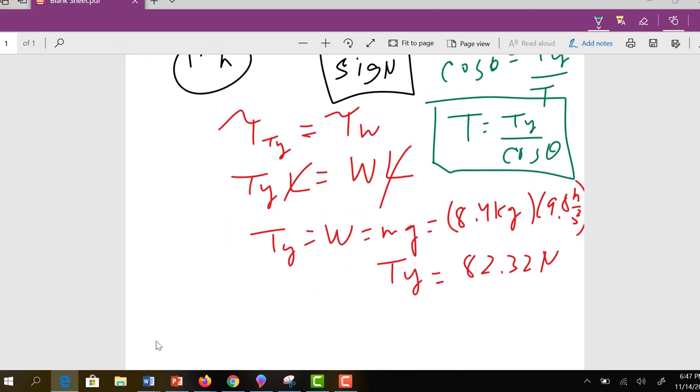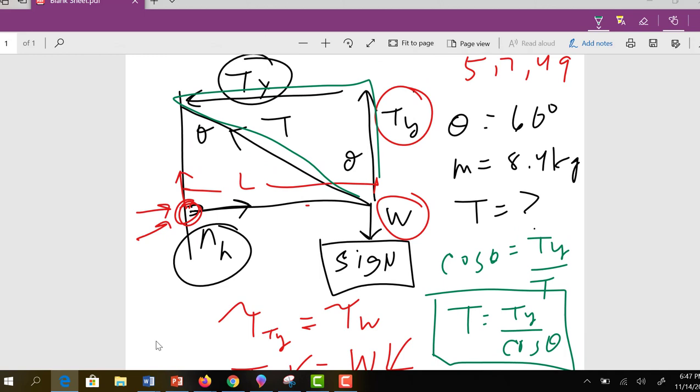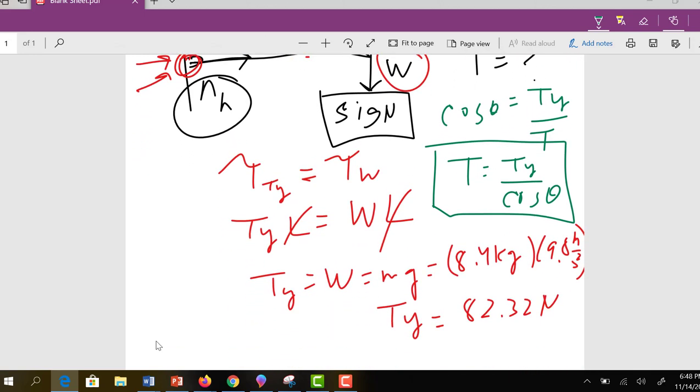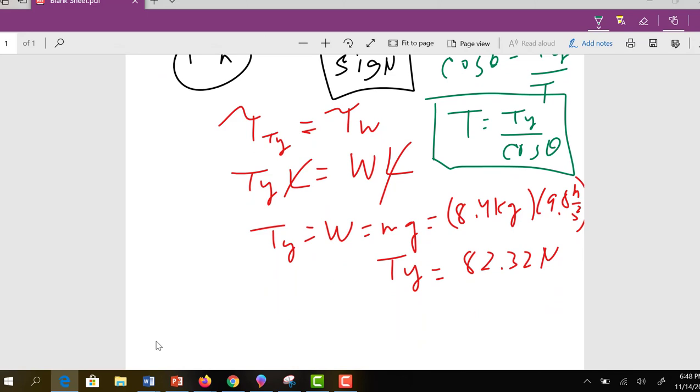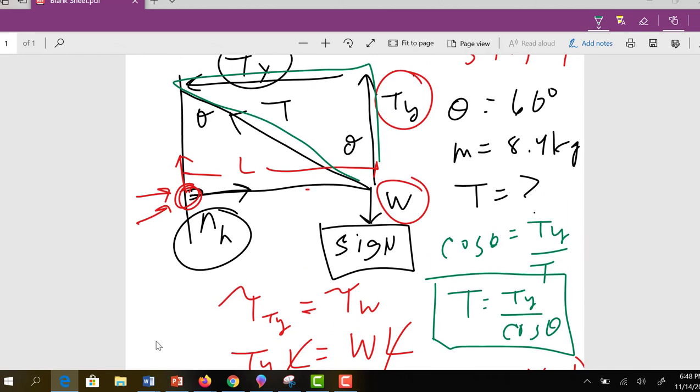So you'll have to take 82.32 divided by the cosine of 60. Now the cosine of 60 is the same thing as the sine of 30, which I know is a half. So T is going to turn out to be about 164.64 or so. Okay, so take a look back at that triangle. Convince yourself that the cosine of theta is Ty over T.